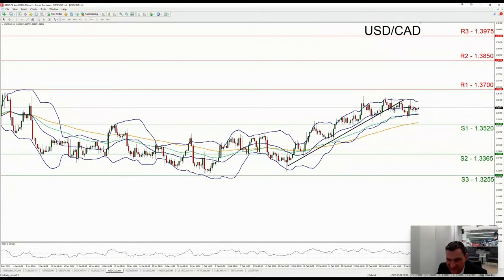The big question, once again, I think falls on the accompanying statement. Should that statement imply in any way that the bank may have reached its terminal rate and there are no more rate hikes to come? I think we may see that having a bearish effect on the Canadian dollar. So that would cause the USDCAD to rise.